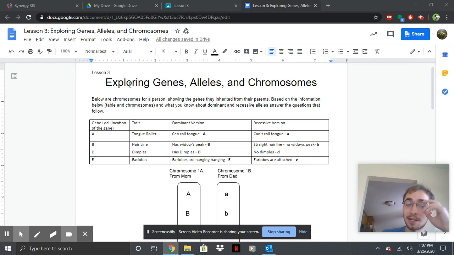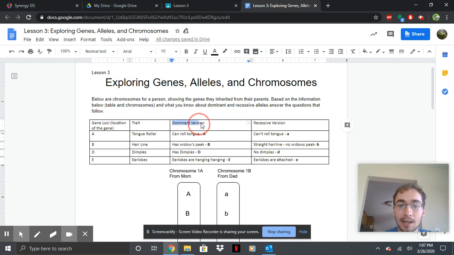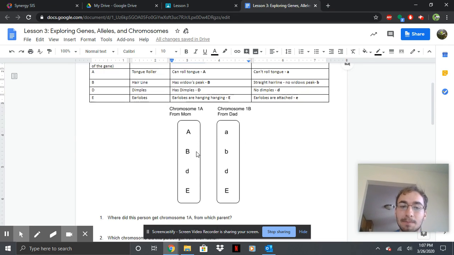I'm going to be going over lesson 3 with you guys because I know it can be a little bit confusing. I have heard. So, this lesson is basically diving into recessive and dominant traits. If you remember from the earlier lesson, dominant traits mean that if you get the gene, then you're going to have the trait. So, for example, this person.